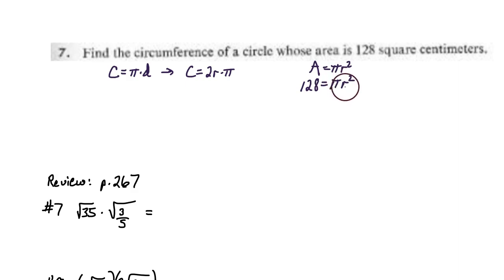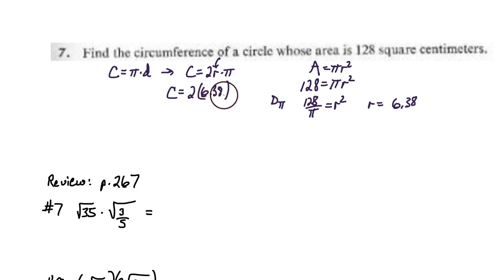And solve this for r, so that we know what to substitute here for r. Divide both sides by pi. We get 128 divided by pi is equal to r squared. Now take the square root, and the answer is approximately 6.38 if you round. Now we know a value of r, so we can go back to our circumference formula and substitute that value in for r. Remember, it really has more digits that are still in my calculator's memory. And the result is 40.1 if you round it. Circumference will be measured in centimeters.